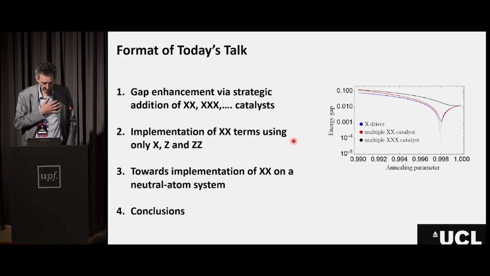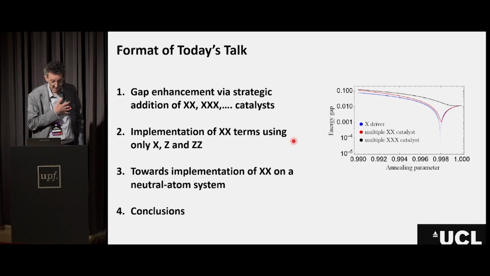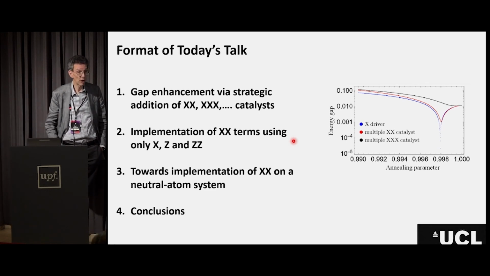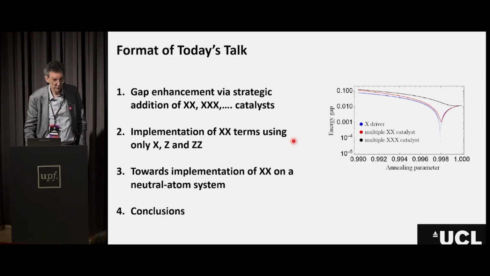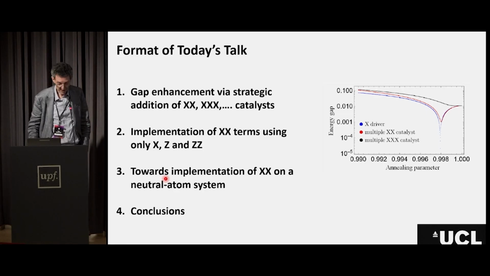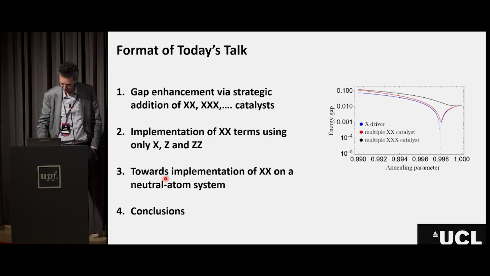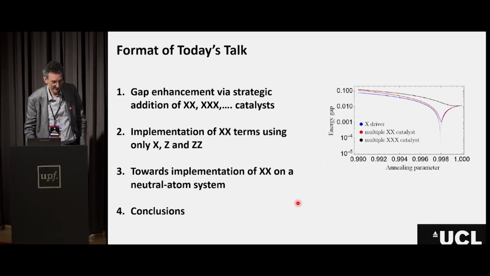I'll then move on to talk about how we might implement these XX terms using only X, Z, and ZZ terms that we already have on, for example, the D-Wave quantum annealer. That's work done by my former PhD student, Bobby Banks. Then I'll talk about how we might move towards implementing these XX interactions using some of these ideas on a neutral atom system. I'm glad that Nick, in the previous presentation, pointed out the true meaning of the word "towards", in case you were not aware of that, and it does a lot of heavy lifting here. And then I'll finish with some conclusions.